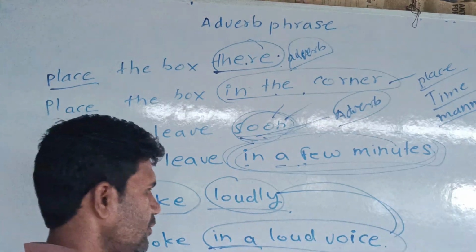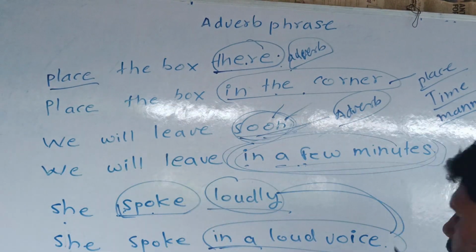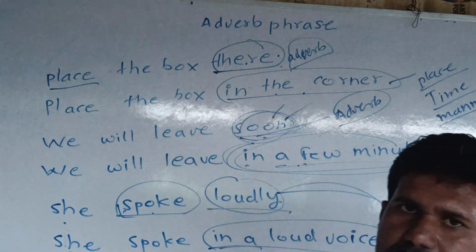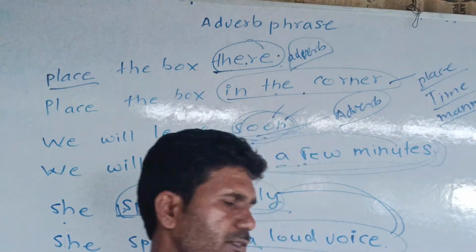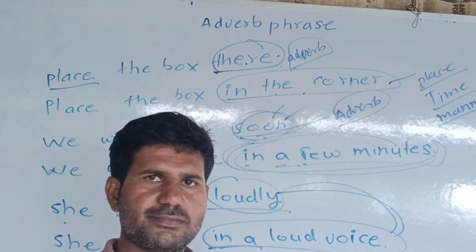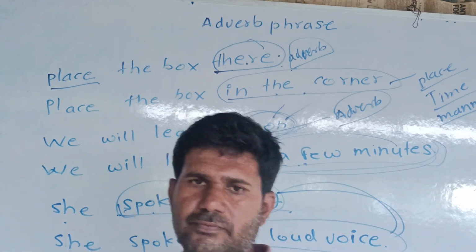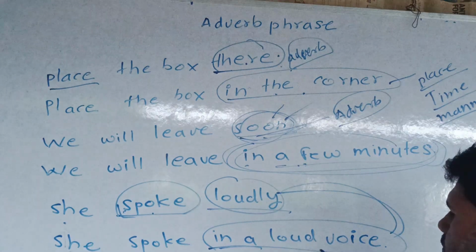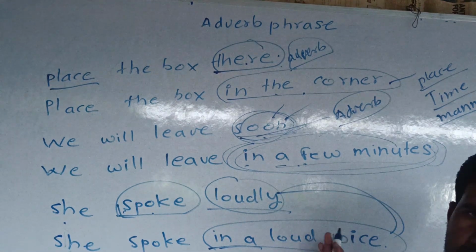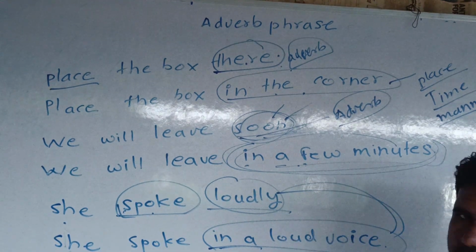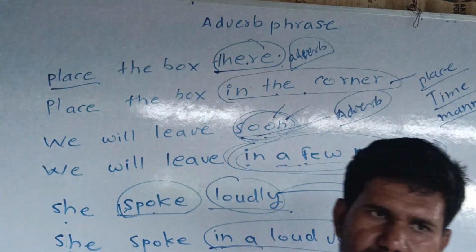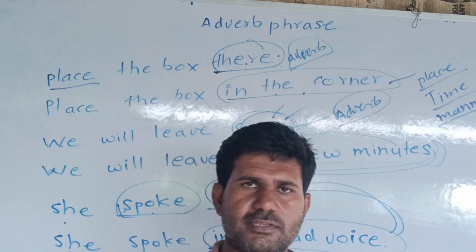Why is it a phrase? Because it's a group of words. A group of words, we call a phrase. And this group acts as a single adverb. That's why we call this group adverb phrase. Got it? That's it for now.